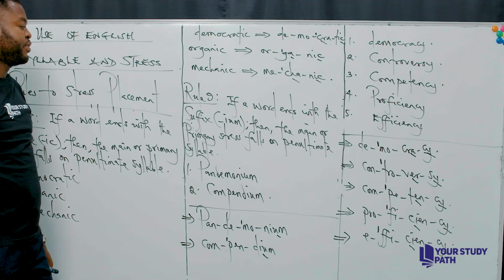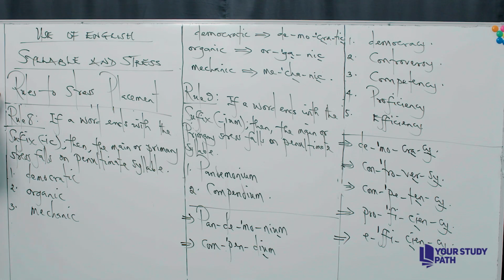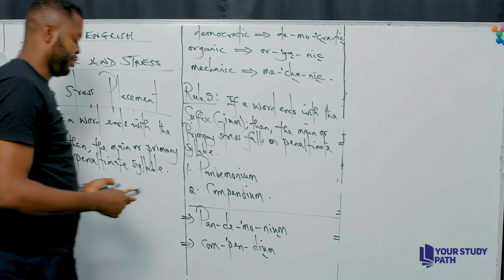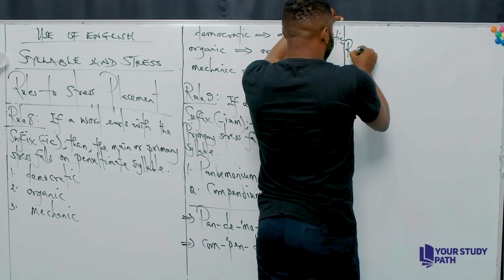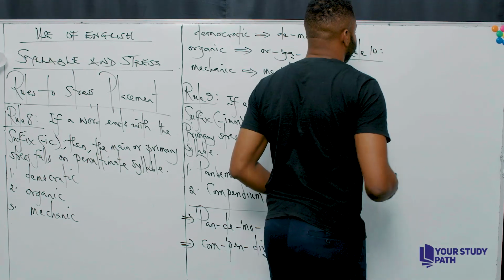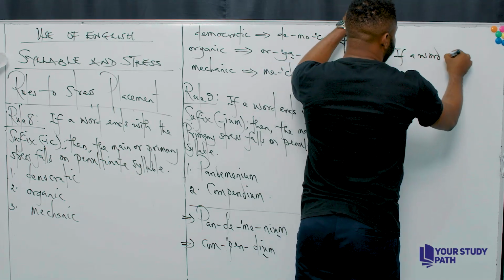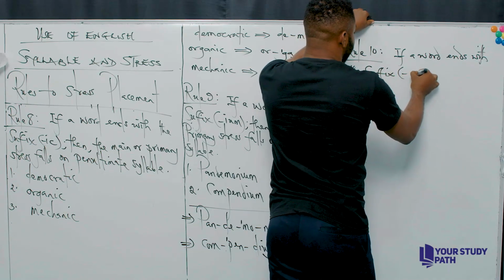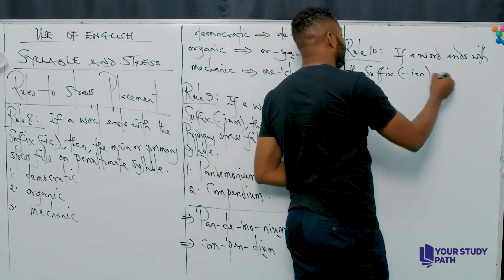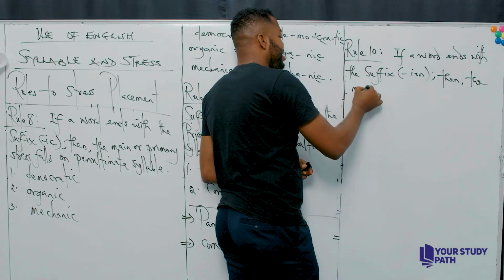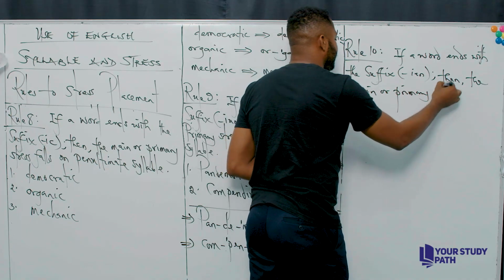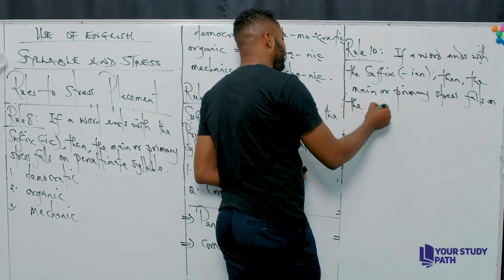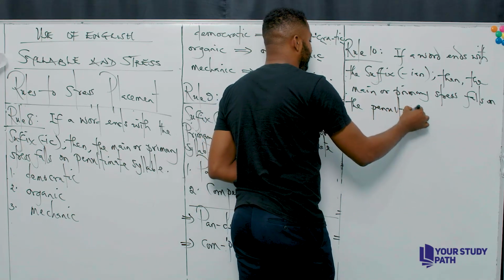Okay? Now, let's proceed to rule number 10. Rule number 10 for stress placement. Rule 10. Now, if a word ends with the suffix ian, then the main or primary stress falls on the penultimate syllable.